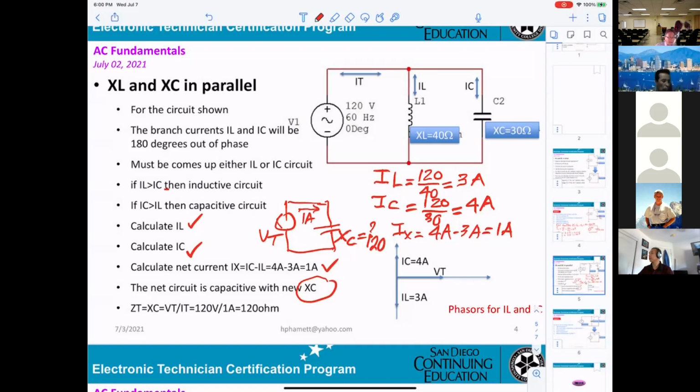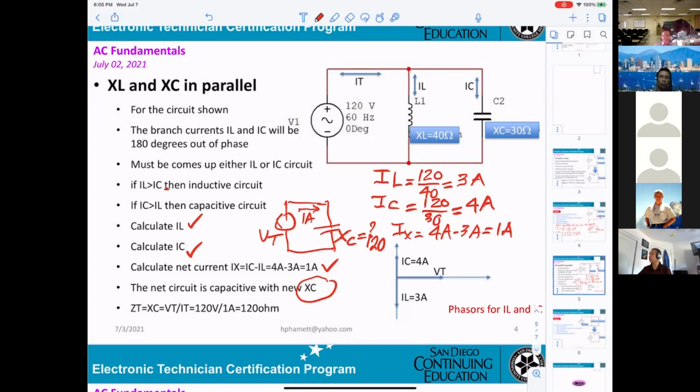Okay, for the parallel circuit, the first thing you do is calculate IC, then calculate IL. That's simple: you take V total divided by XC, or V total divided by XL. After you get IL and IC, you have to calculate the net current. We're looking for either IL greater than IC or IC greater than IL.